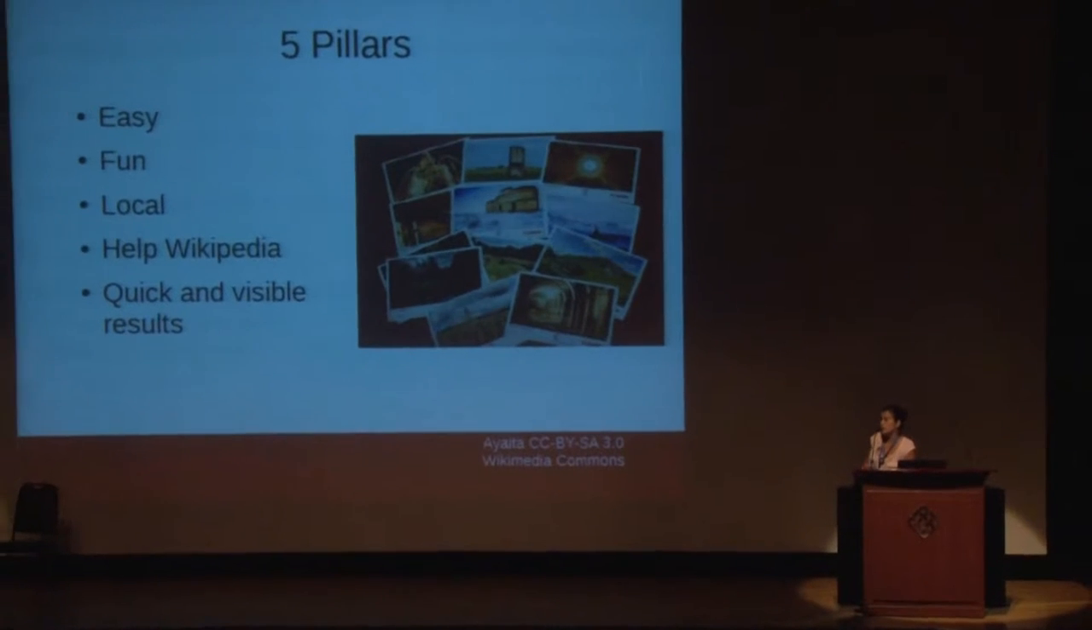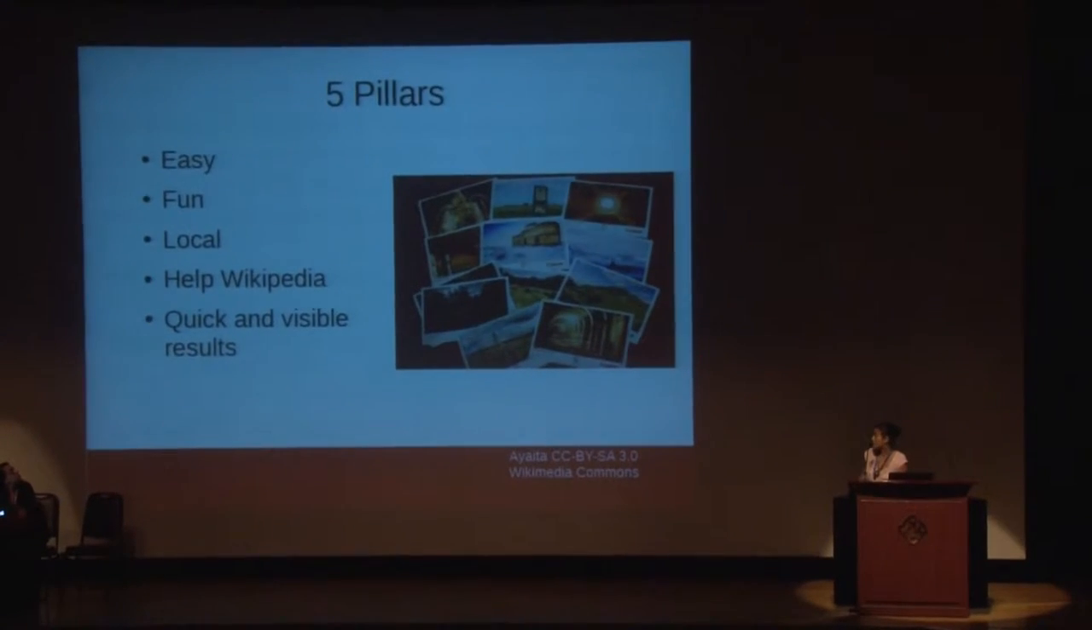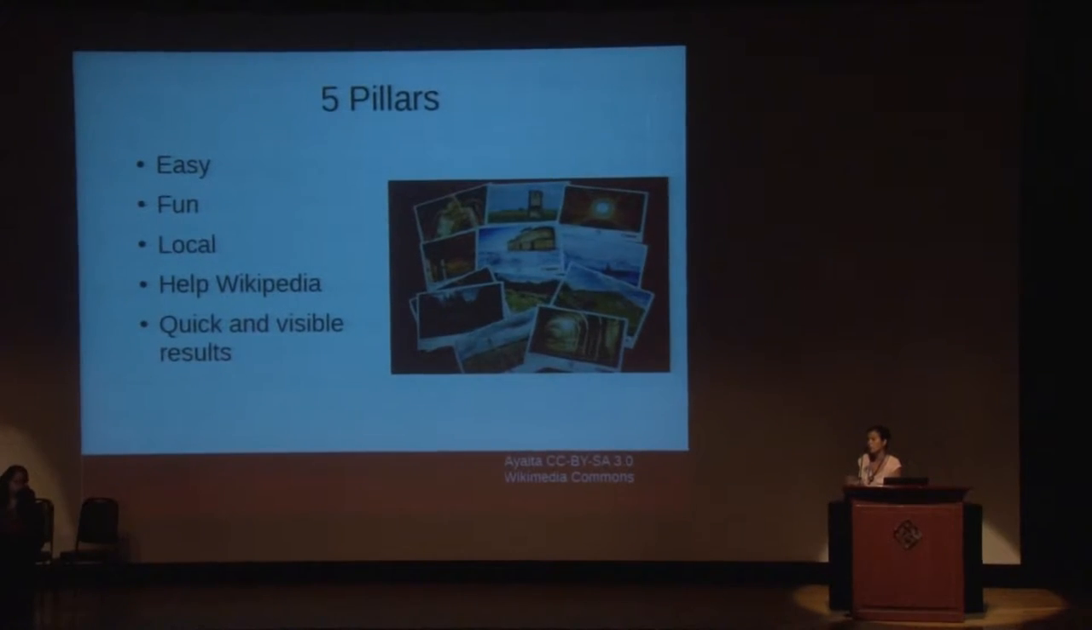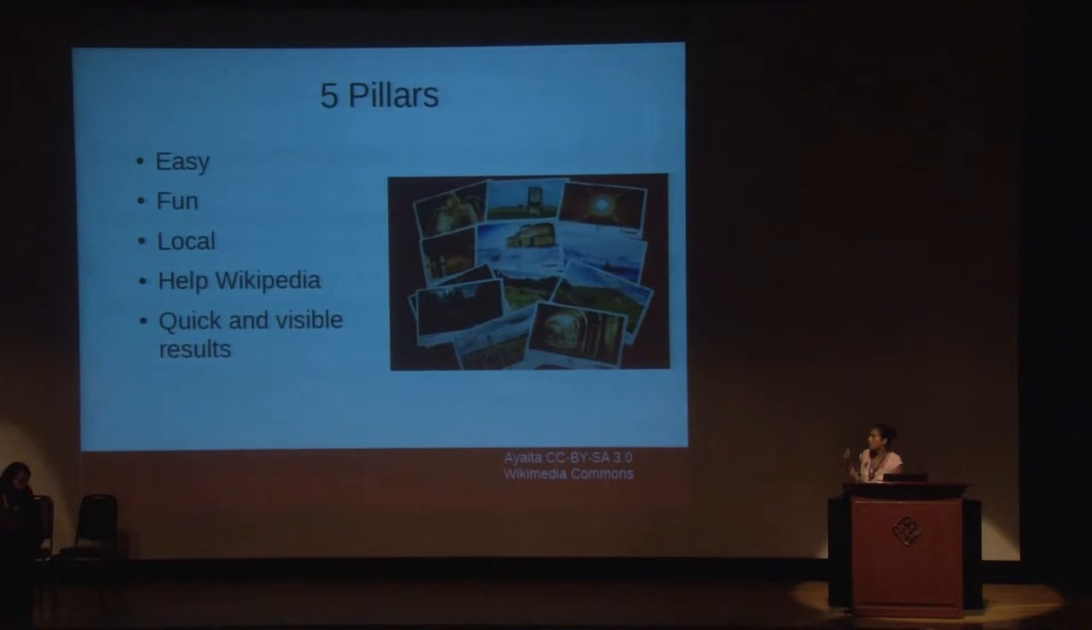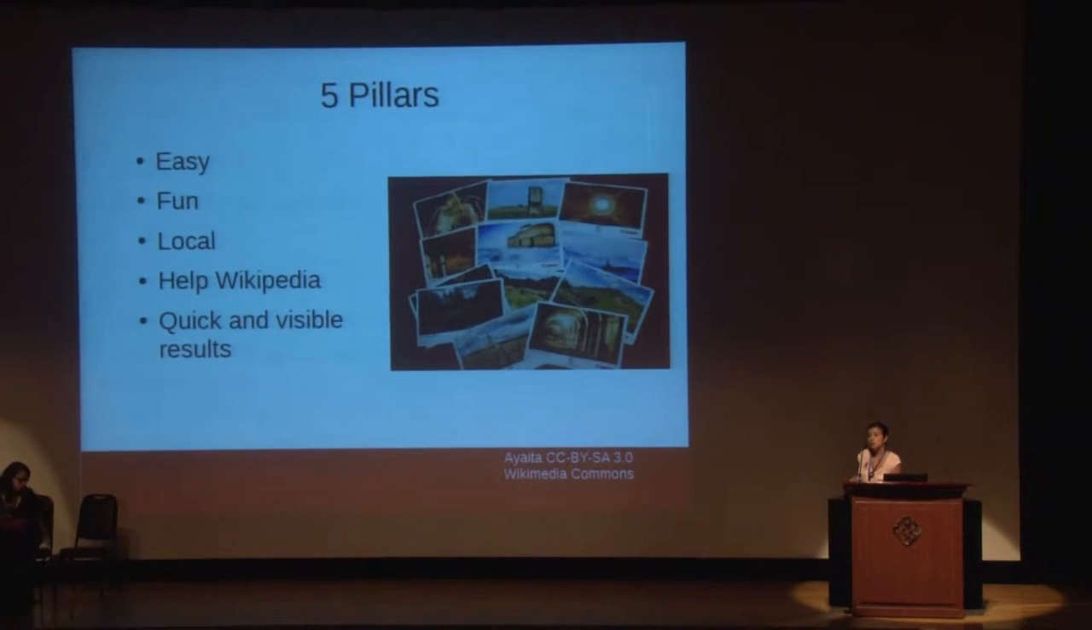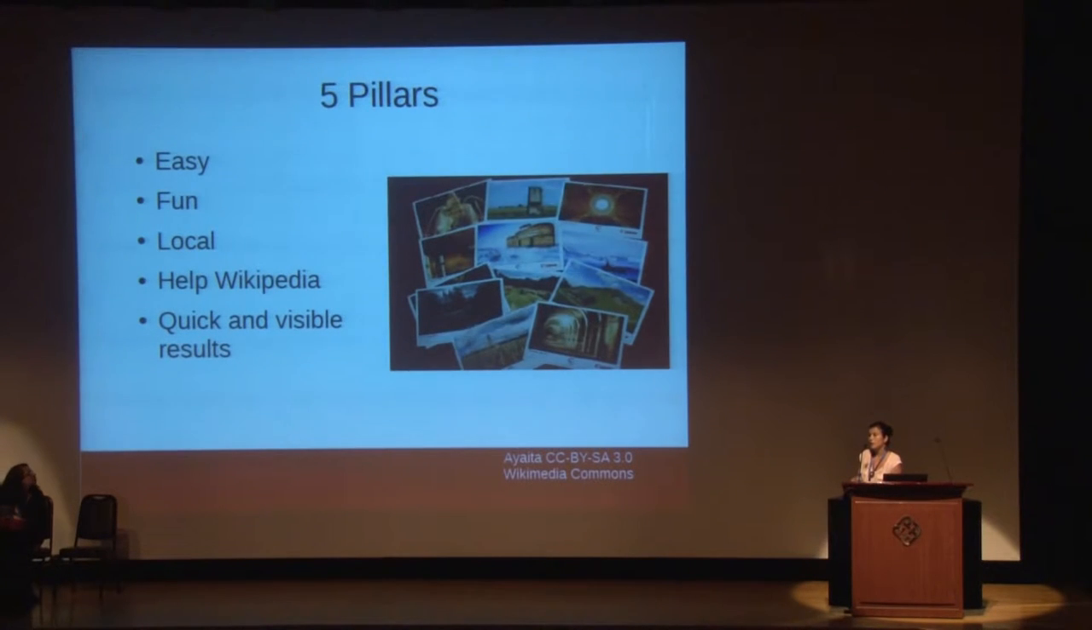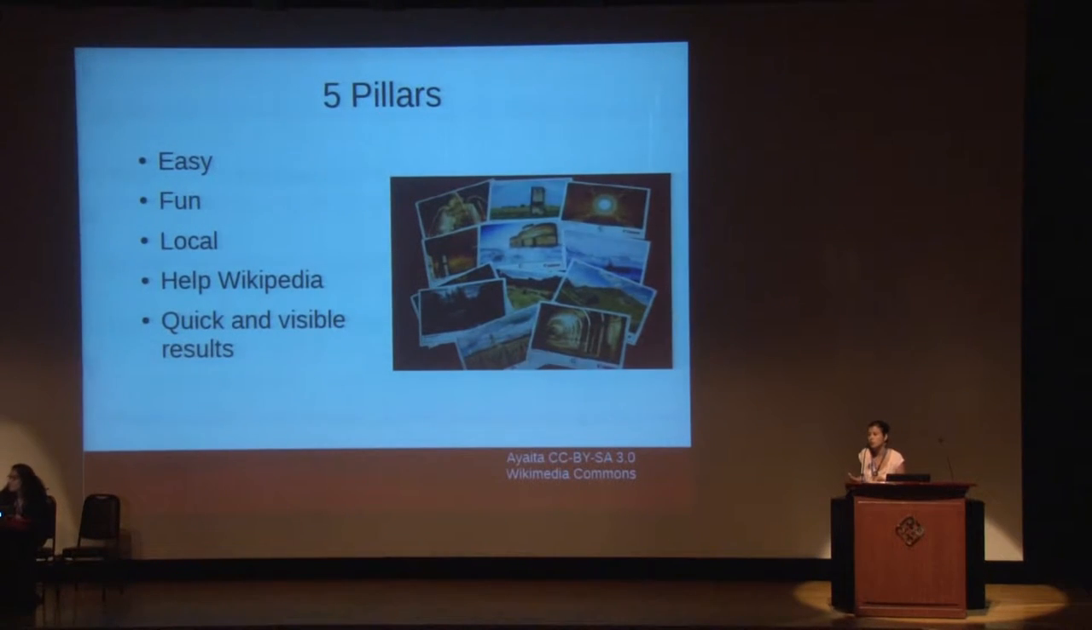So for those of you that have organized or are thinking about organizing it, there are five pillars that are mostly the philosophy of the contest. I'm going to go through them very quickly. The first one, the contest should be easy for people to participate. No hard rules, no complicated rules. It also should be fun. For example, if there is someone who is going to be contributing for the first time on Wikimedia Commons, it's going to be hard for them to know what category to put in the picture. So that's not fun. It should be local also, meaning that you should be able to photograph what is nearby your place. You should not have to go really far to be able to participate.